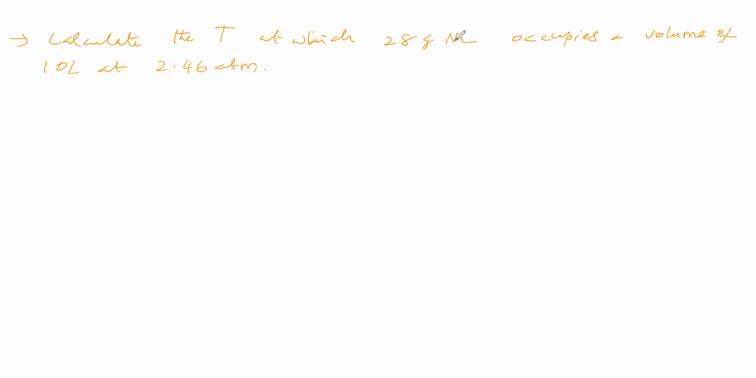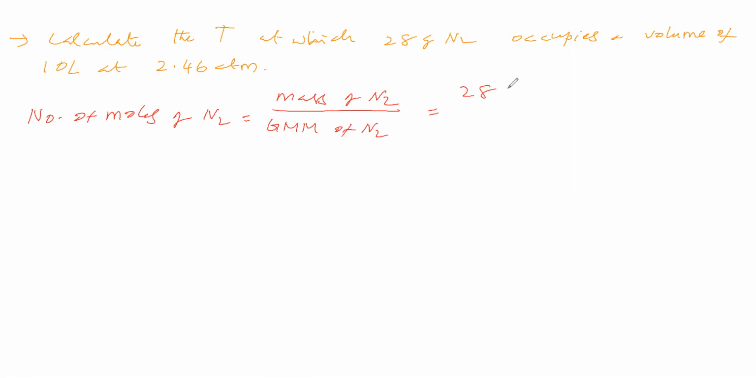Let us convert this into number of moles of nitrogen. Number of moles of nitrogen is equal to mass of nitrogen by gram molecular mass of nitrogen. Mass of nitrogen given is 28 gram. Gram molecular mass of nitrogen is 28 gram per mole, because atomic mass is 14 for nitrogen, 14 into 2, 28 gram per mole, which is equal to 1 mole. Number of moles of nitrogen we got.